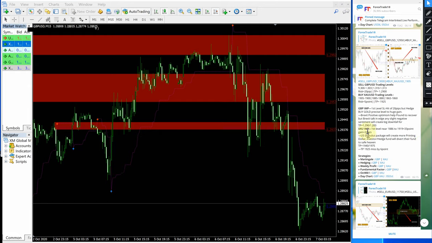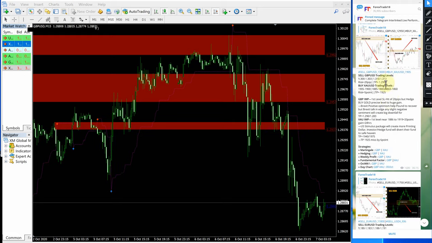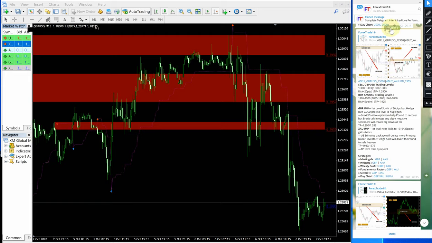Today we are going to show you how our signals for today, GBPUSD and XAUUSD, performed. We give GBPUSD and XAUUSD together because these two are hedge pairs. On the right hand side you can see this is our Telegram channel, and this is the signal given for today. You can see the date highlighted, October 6th.